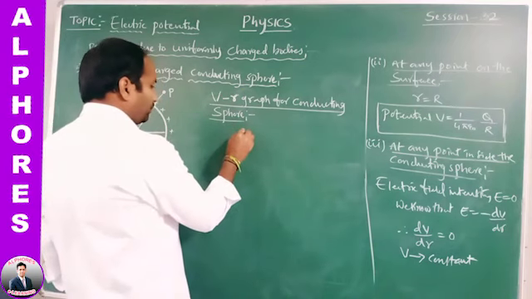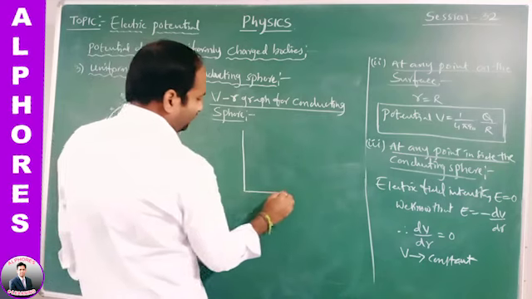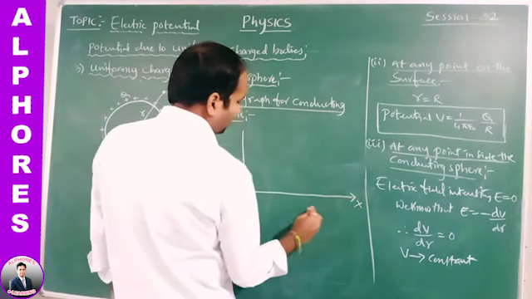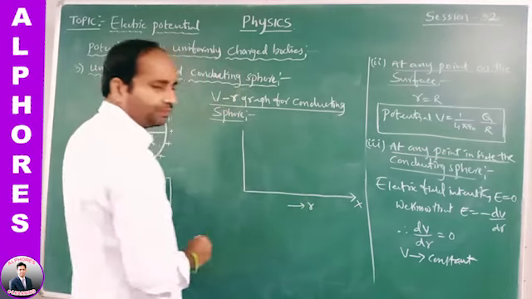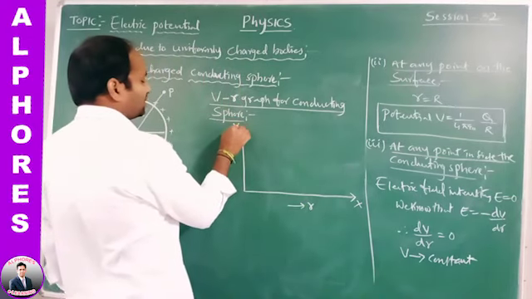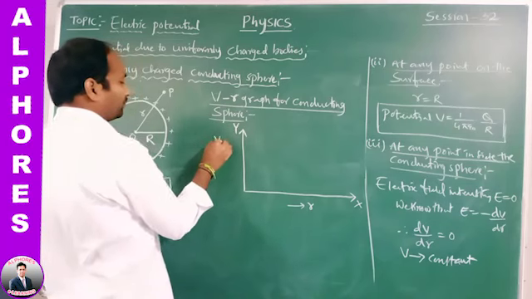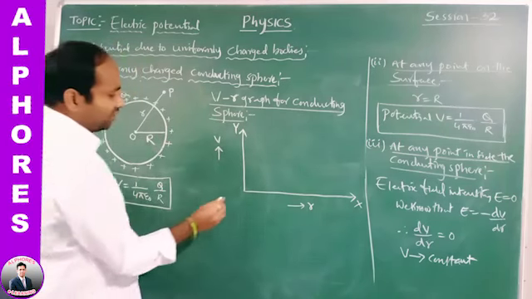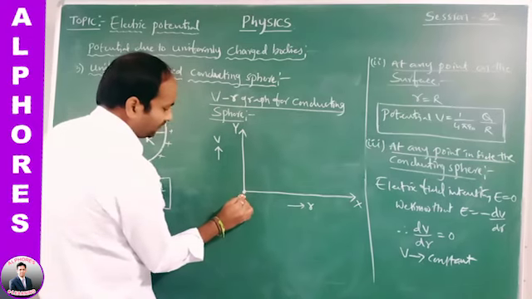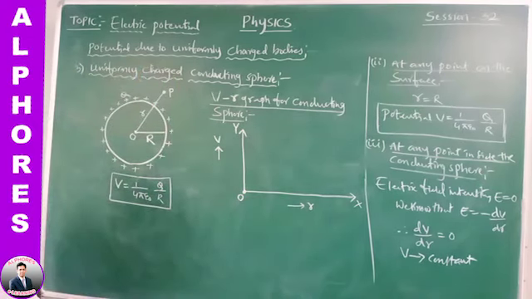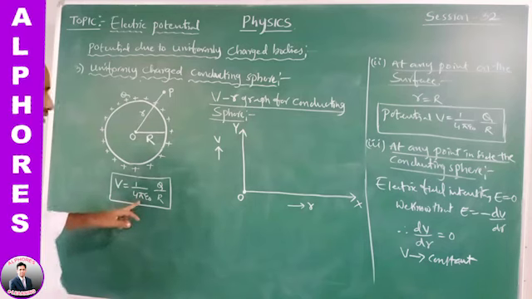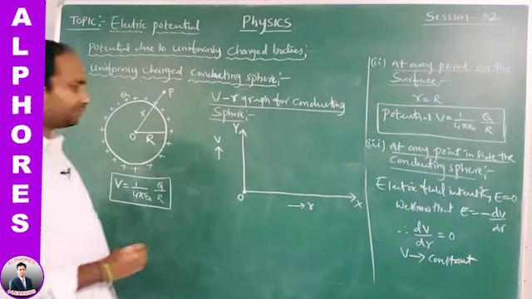Now let us take an xy coordinate system. On the x-axis we take the distance r, and on the y-axis the potential V. This is the origin, where r is 0. When r is equal to 0, we are calculating the potential at the center of the sphere. At the center, the potential is not 0, it has a certain value, that is 1 by 4 pi epsilon naught, capital Q by R.